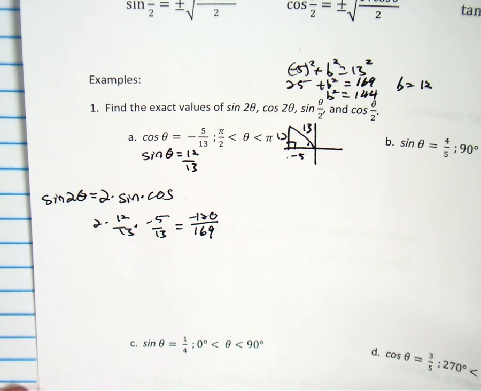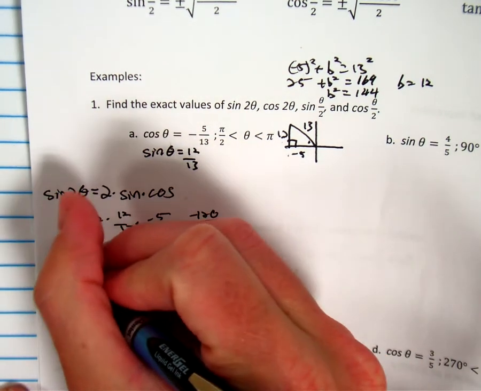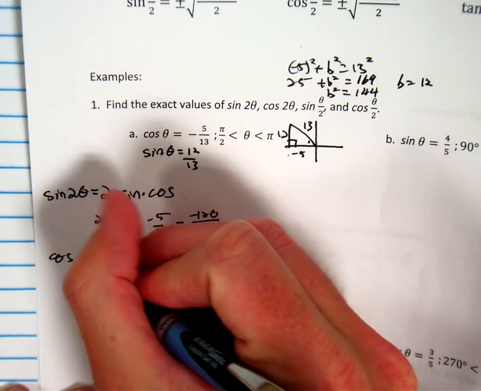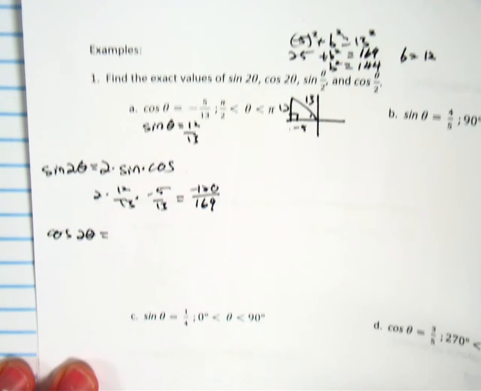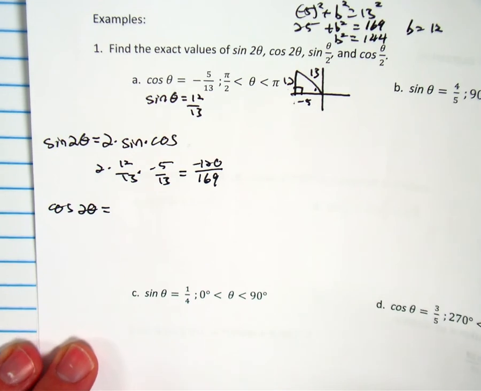Okay, so there we go. Cosine of 2 theta. You know, I'm fine with the cosine squared minus sine squared one.